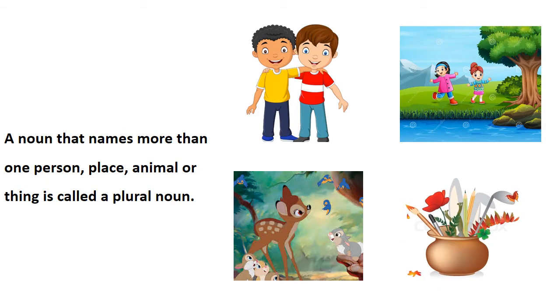A noun that names more than one person, place, animal, or thing is called a plural noun. As you can see in the picture, there are more than one person. There are two boys, two girls, two pencils, and there are so many animals.